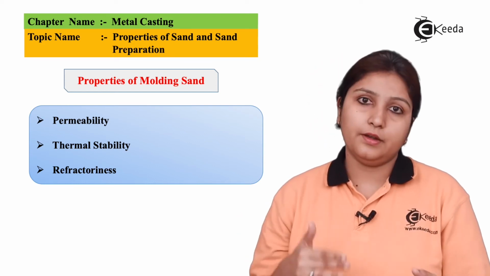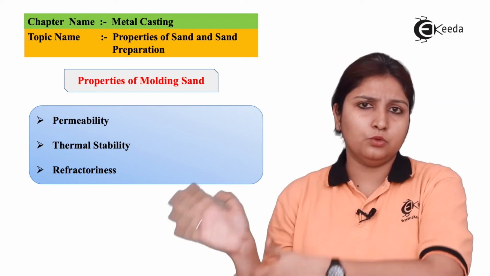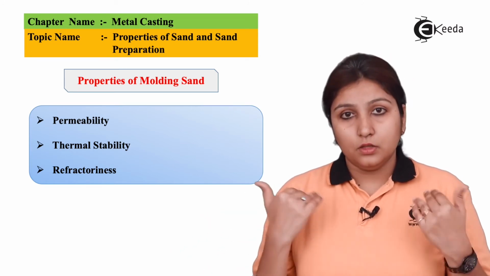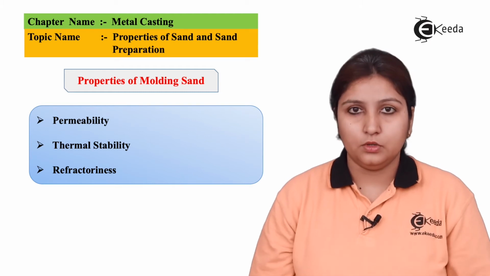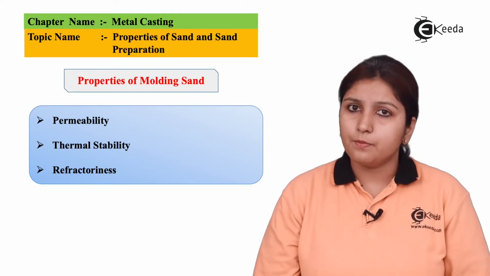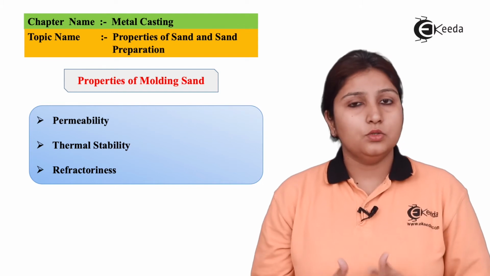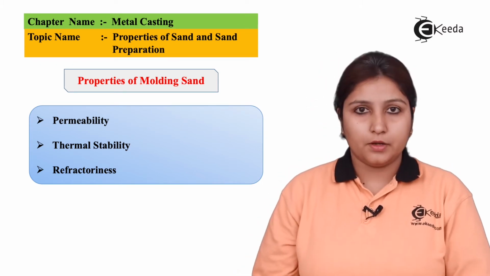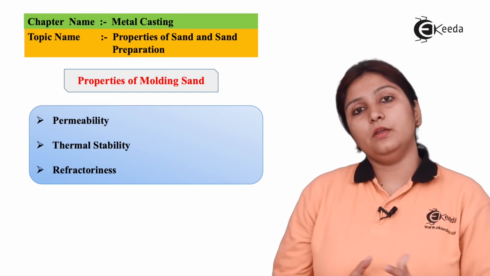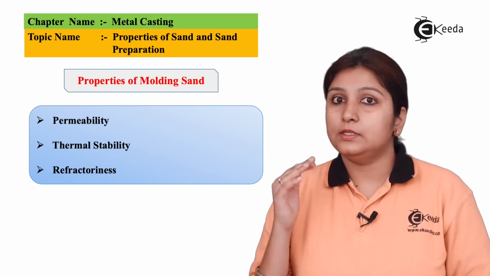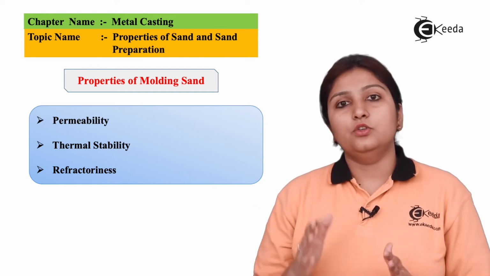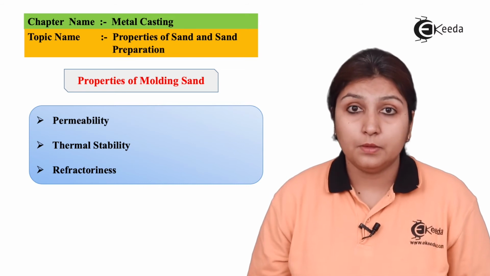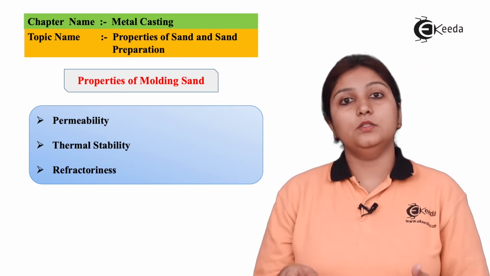Refractoriness is again related to thermal stability, something related to thermal engineering. So the refractory property means the sand sustains high temperature. If your sand is not able to sustain the high temperature, it flows with the molten metal, so that sand is not proper. If the refractory property is not there, the sand flows away and your pattern gets damaged. So these three properties, that is permeability, thermal stability, as well as refractoriness, are very essential for your sand.